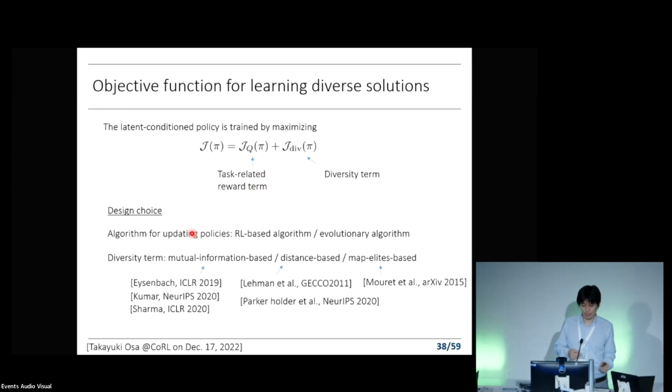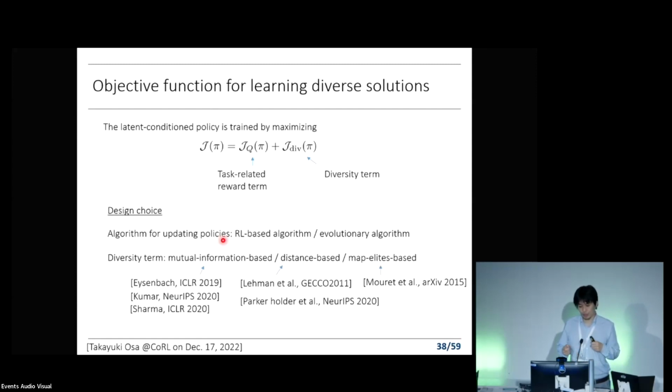One popular choice is reinforcement learning-based algorithms such as TD3, Soft Actor-Critic, and PPO. Another popular choice is evolutionary algorithms such as CMA-ES. Actually, in the field of evolutionary computation, methods for discovering diverse solutions are popular, and such methods are often called quality diversity algorithms. Another important design choice is the diversity term.